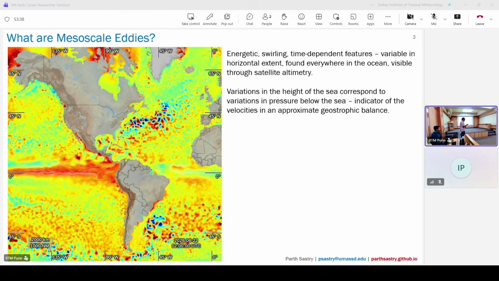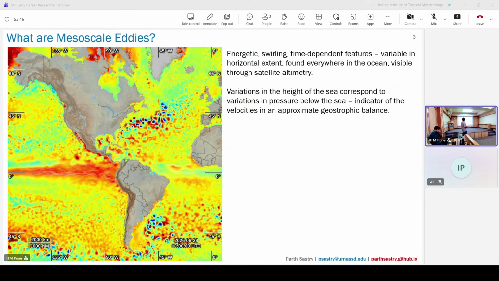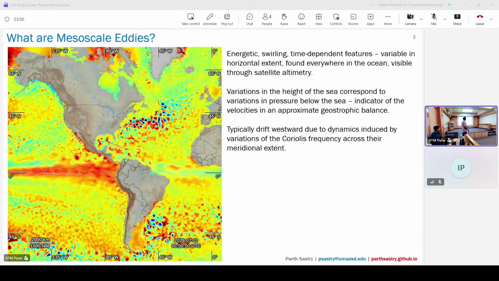The idea with satellite altimetry is that, of course, you can correlate the variations in the height of the sea surface to variations in the pressure below the sea surface, and this gives you an indicator of what the velocities of the ocean are with an approximate geostrophic balance.